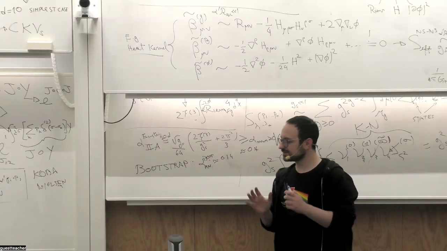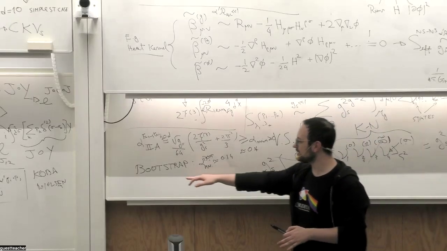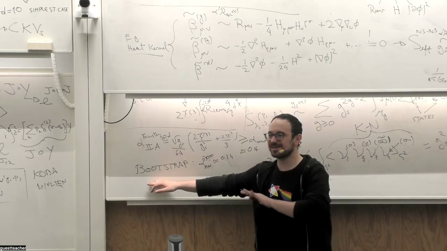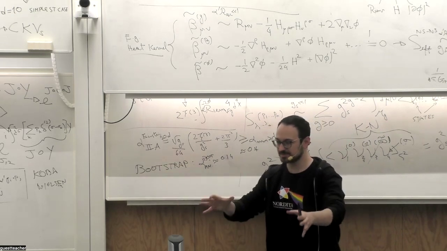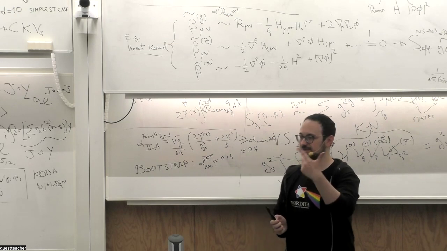No, there's no input. This is a purely bootstrap calculation. It doesn't assume anything about the UV completion. Nothing at all. Just the basic principles of physics. Unitarity, causality, crossing, all that.